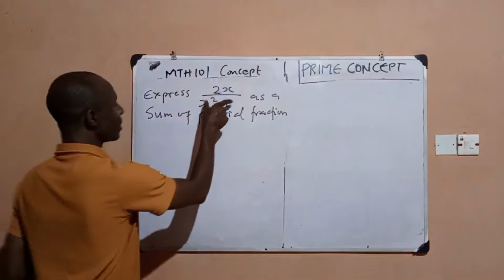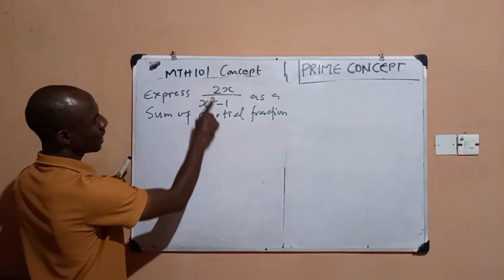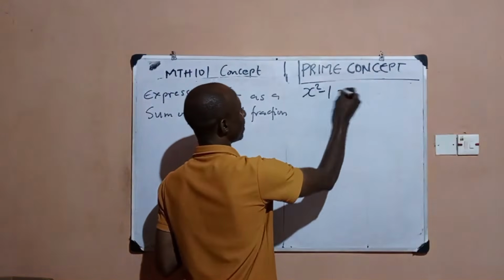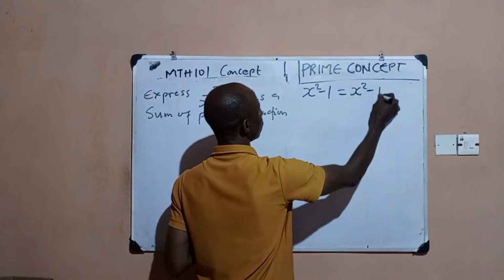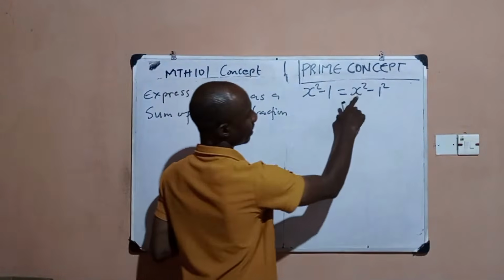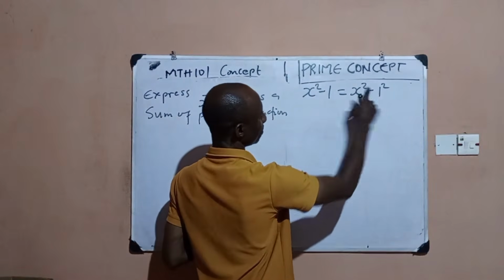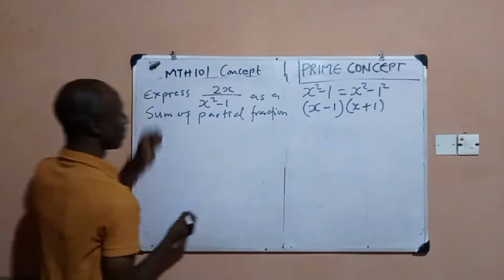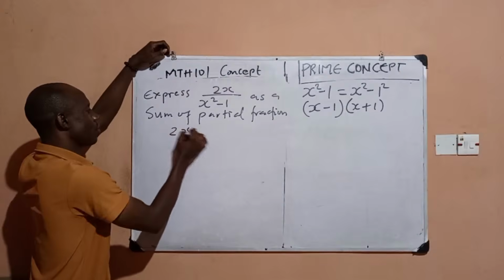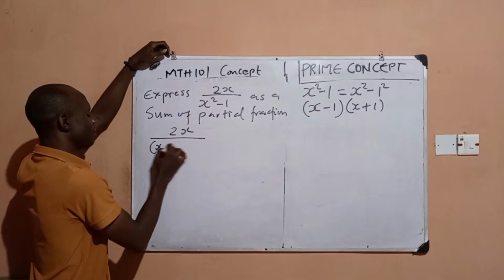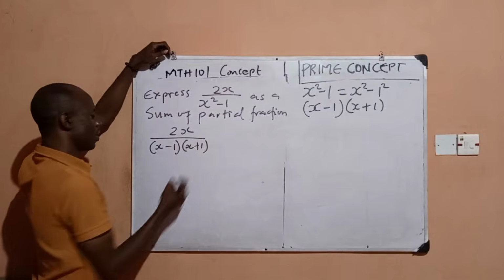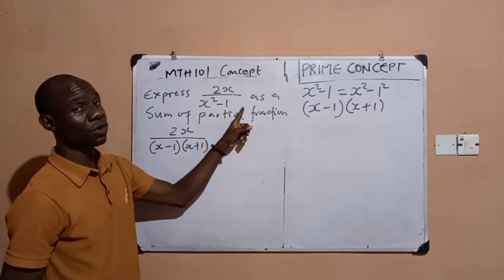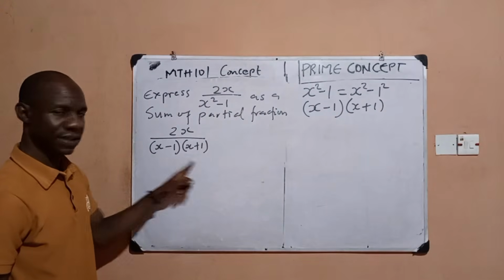Now, remember x squared minus 1 is a difference of two squares. x squared minus 1 simply means x squared minus 1 squared. And whenever you see square and square with a minus in between, it means x minus 1 and x plus 1. So I'm going to write this as 2x all over x minus 1, x plus 1. Do you understand? If this is written in normal quadratic form, you still factorize it like this.